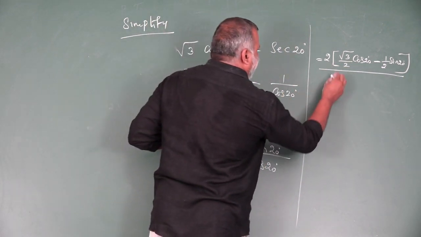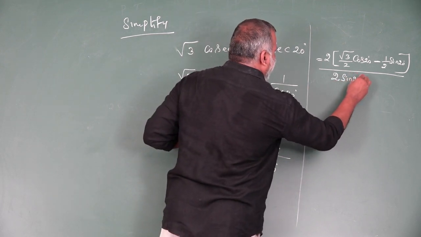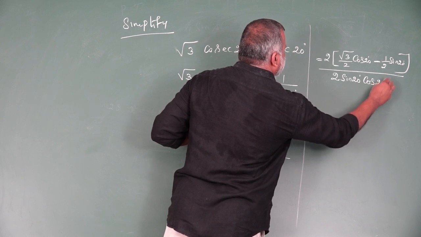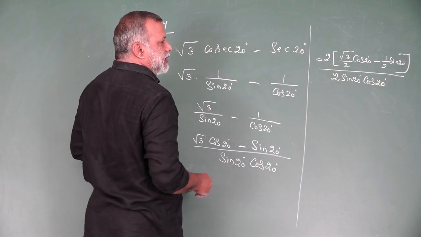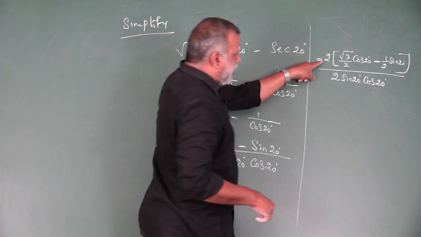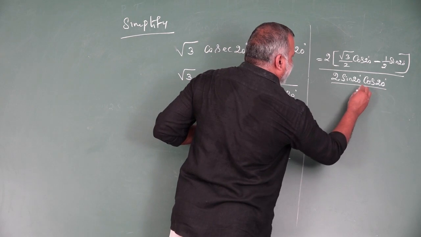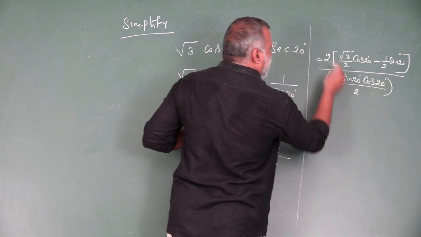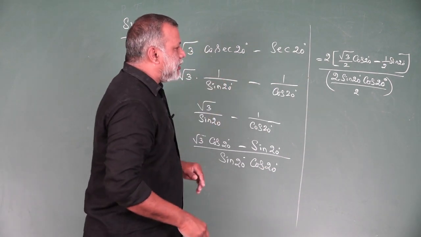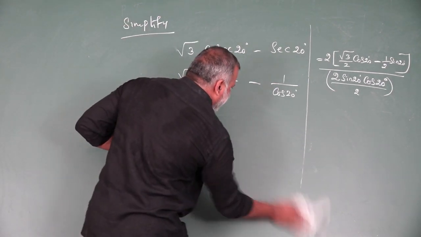So multiply and divide by 2: 2 sin 20 and cos 20. So I work out the same logic in the numerator one time, denominator one time. Now I am going to work out this one again.